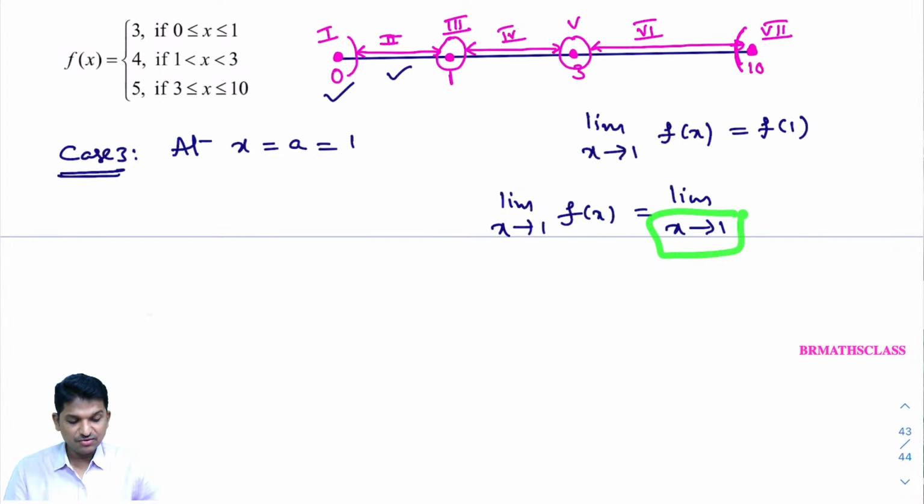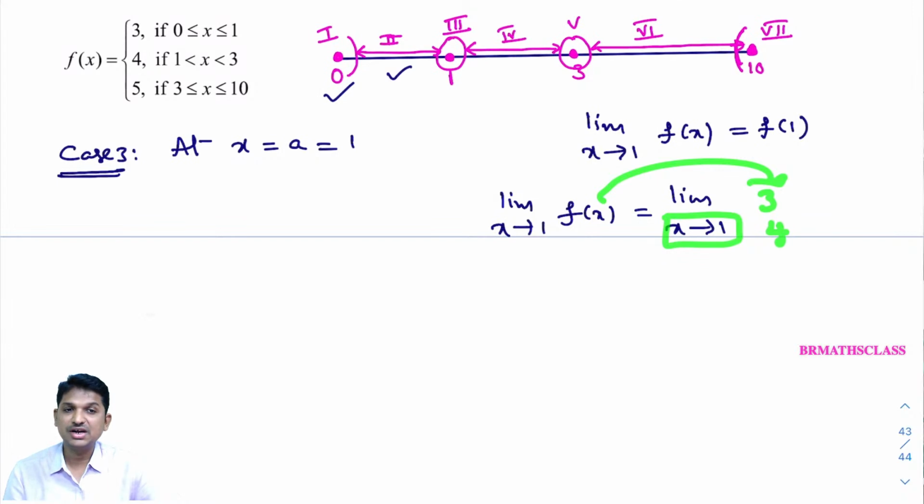X value less than 1, in that case we need to choose this function. When x value is greater than 1, look here, 1 less than x means x greater than 1 only, we need to choose this function. Here, what I am trying to say, when x approaches 1, which function to choose? Actually, both the functions are eligible. We can write 3 here, we can write 4 also. But at the same time, you cannot write 3 and 4. So, to avoid this confusion, you need to calculate left hand limit, right hand limit.